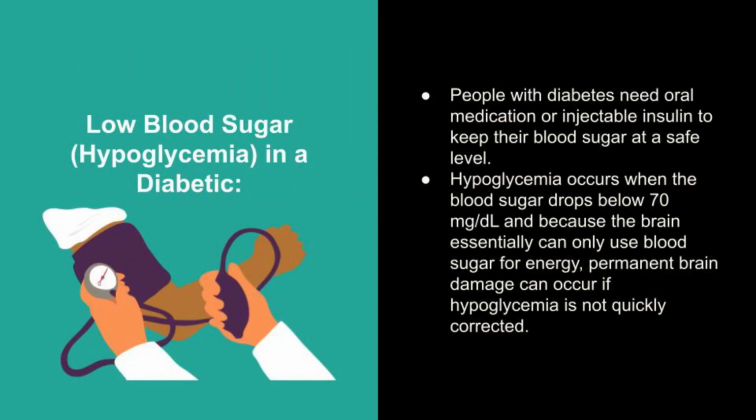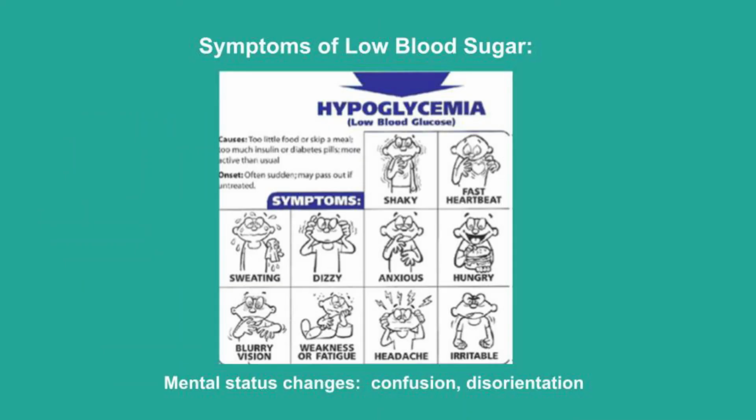Finally, we're going to discuss low blood sugar, or hypoglycemia, in a diabetic. People with diabetes need oral medication or injectable insulin to keep their blood sugar at a safe level. Hypoglycemia, or low blood sugar, occurs when the blood sugar drops below 70. And because the brain essentially can only use blood sugar for energy, permanent brain damage can occur if hypoglycemia is not quickly corrected. So let's look at some of the symptoms of hypoglycemia.